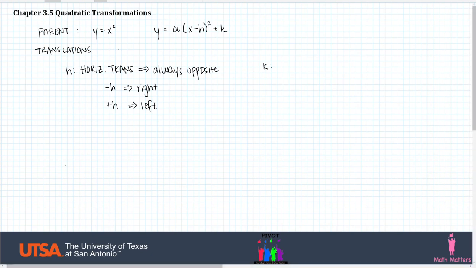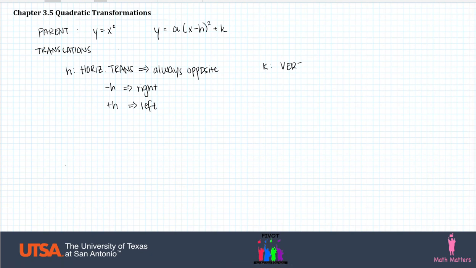And then for the k, this is going to be our vertical translation. And this one is more self-explanatory. So if it's a positive k, then we're going up, and if it's a negative k, then we're going down.